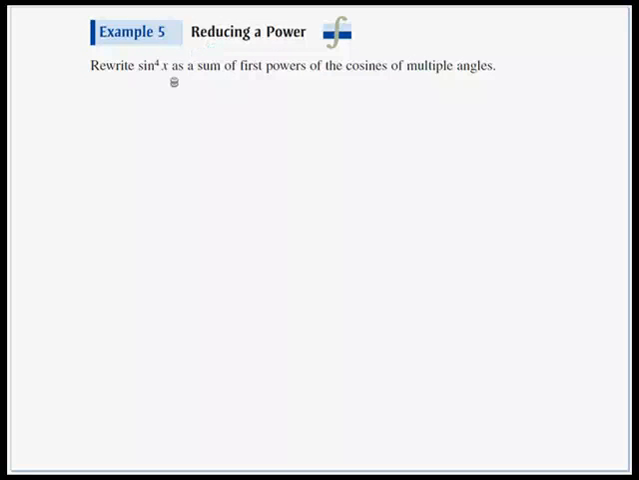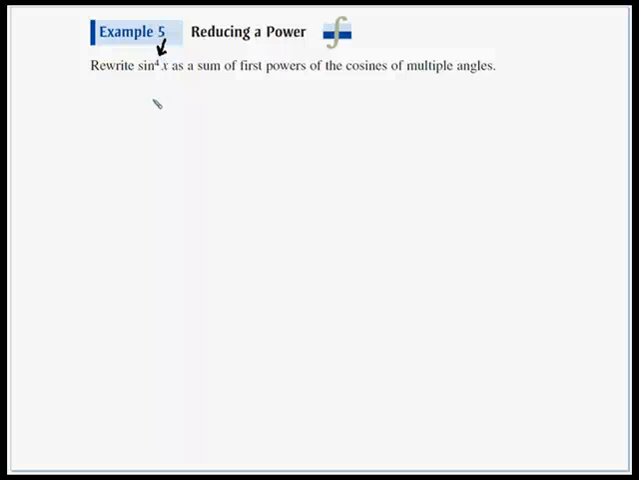And here in example 5, we are going to rewrite sine to the 4th power of x as the sum of first powers of sines and cosines of multiple angles. So we want to get this. We don't want anything to be 4th power. We're going to get everything down to first power. And we're going to have to apply the power reduction formulas actually twice.